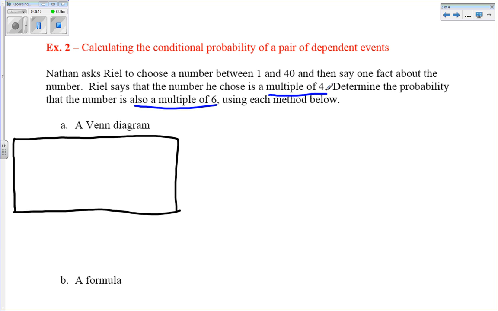Okay, so if we call multiple of 4 event A, and multiple of 6 event B, we're trying to figure out the probability of A and B occurring. So remember that "and" always means the intersection, which means multiply. And that's what we're doing here. Then we have our 2 circles.